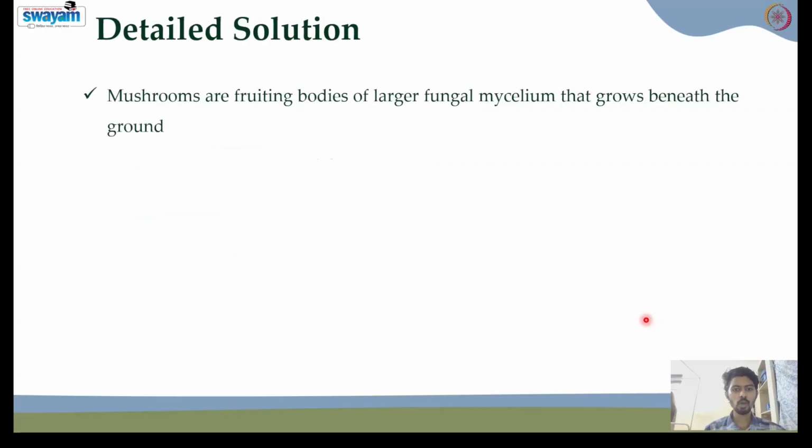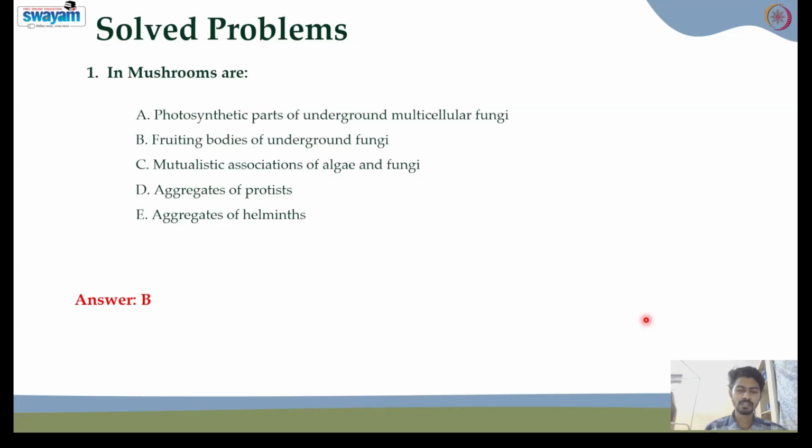Mushrooms are the fruiting body of a larger fungal mycelium that grows beneath the ground. So why not the other options? The first is the photosynthetic part of underground multicellular fungi. Yes, it is a fungus, but fungi do not perform photosynthesis, right? They obtain energy from organic matter. So option A is wrong.